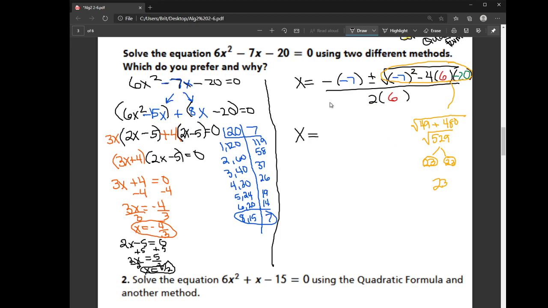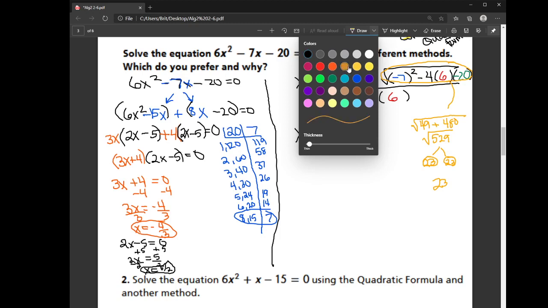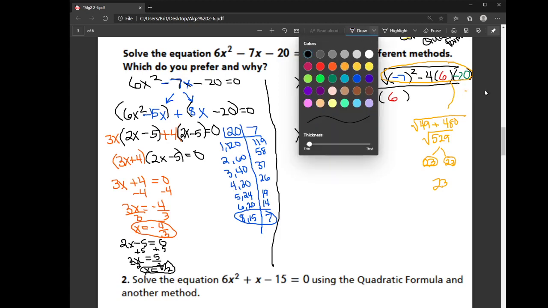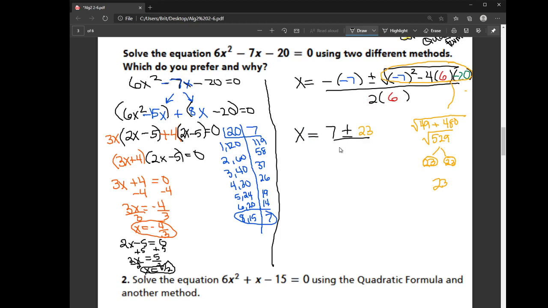So here we are. I have minus negative 7, which makes it a plus 7, plus or minus that 23 that I had to go through so much effort to get. And then down here, 2 times 6 is 12. Now in my example videos for the quadratic formula earlier, I used to leave the 2 and the 6 separate, right? I didn't do that here because these are both odd. It made no sense.